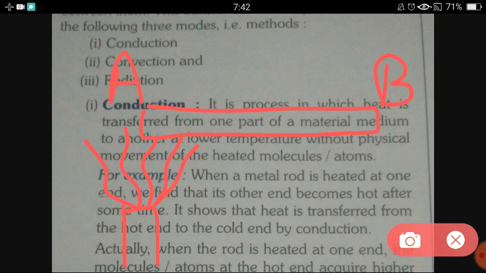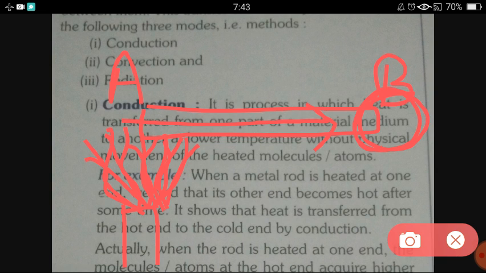You start giving heat to end A and you hold the rod from end B. After some time, what do you feel? We are giving heat to one end of the rod, but after some time the second end also feels the temperature has increased. That means heat has transferred from point A to point B.